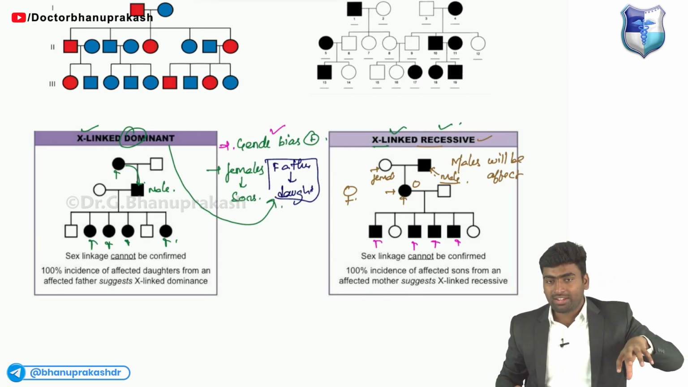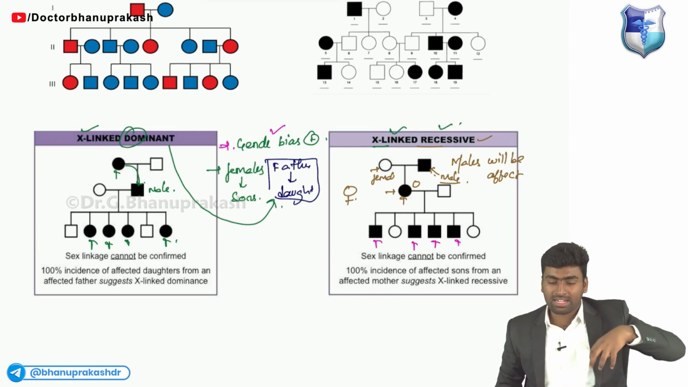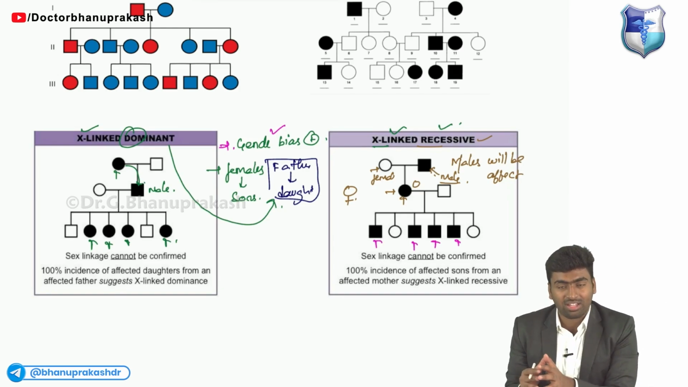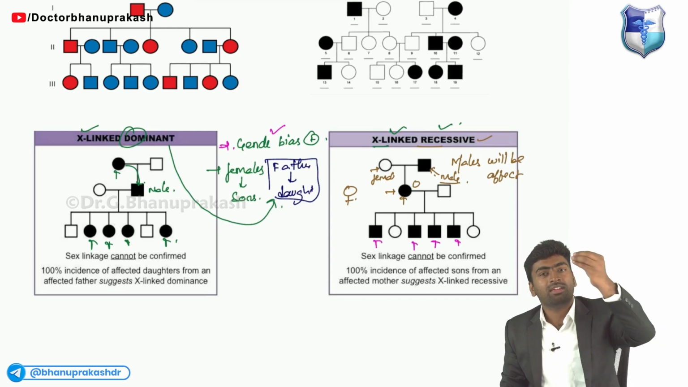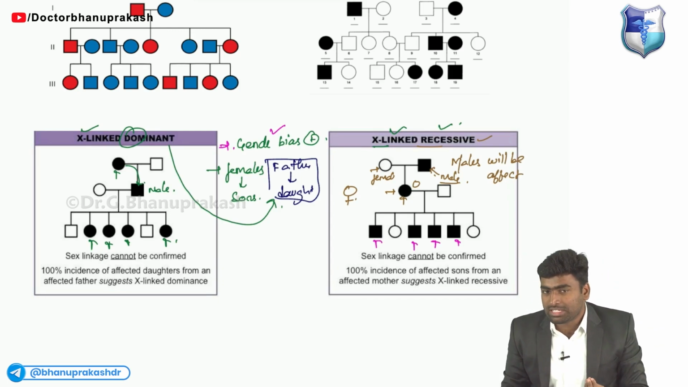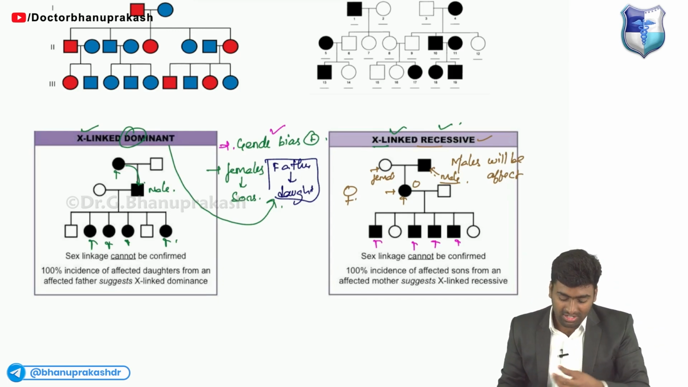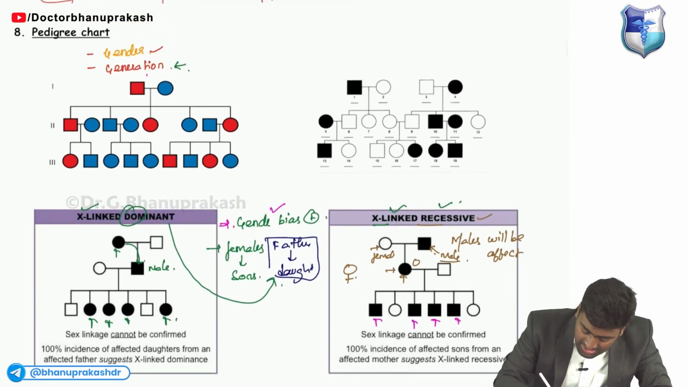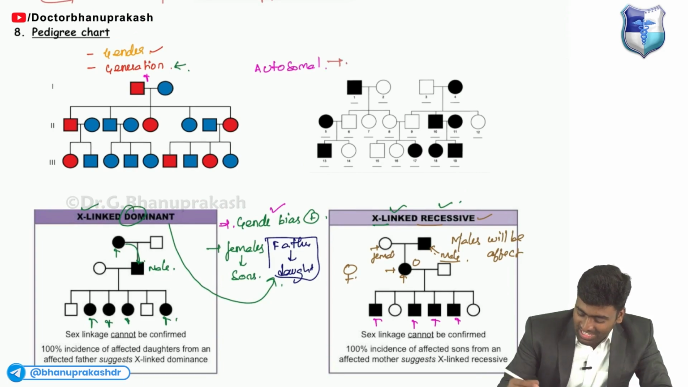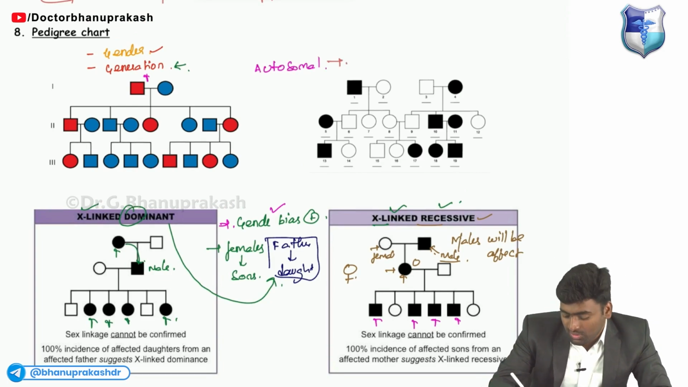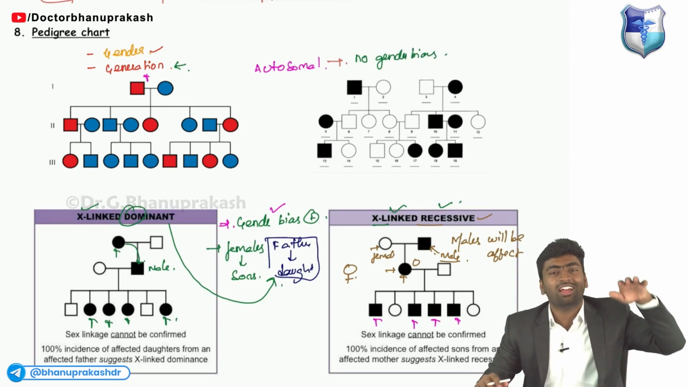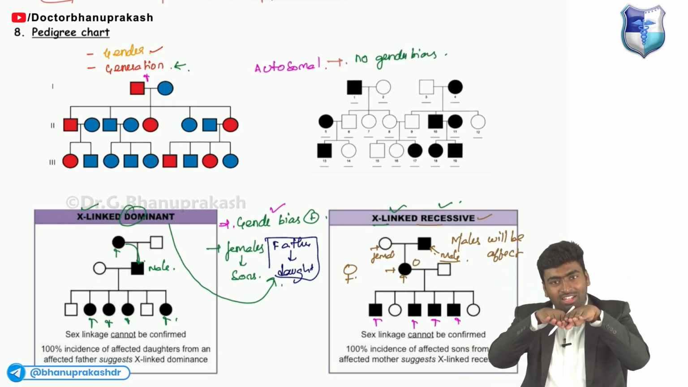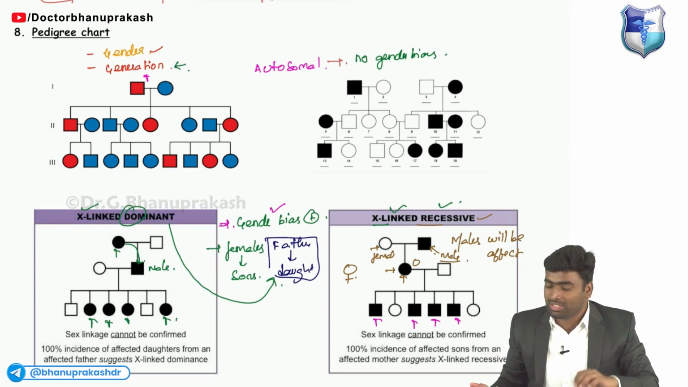If females are affected from the males, then it is X-linked dominant. Or if males are being affected from a female, then it is the X-linked recessive condition. Then we need to go into the generation part. In a case of autosomal diseases, there will be no gender bias. No gender bias means both females and males will be equally affected.